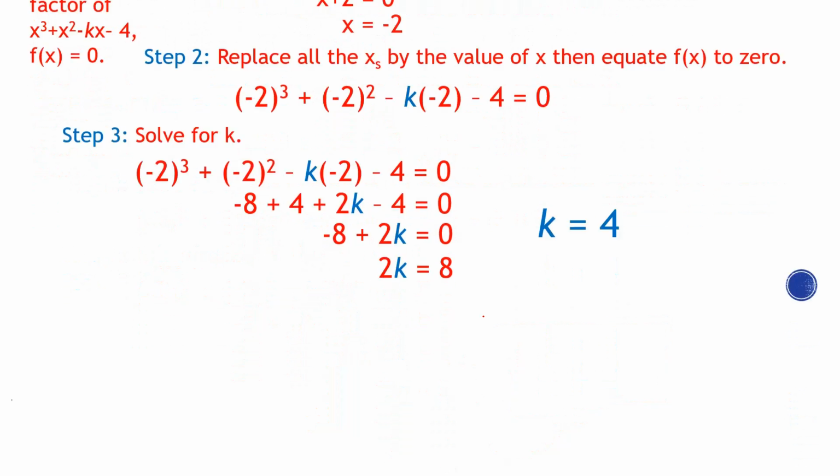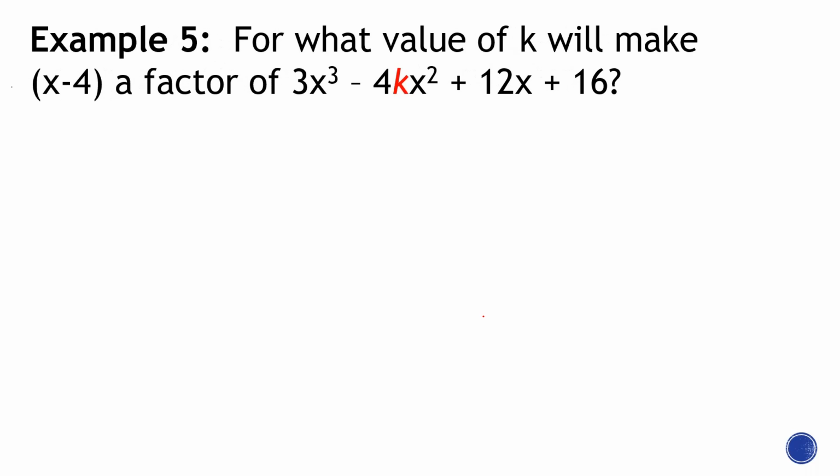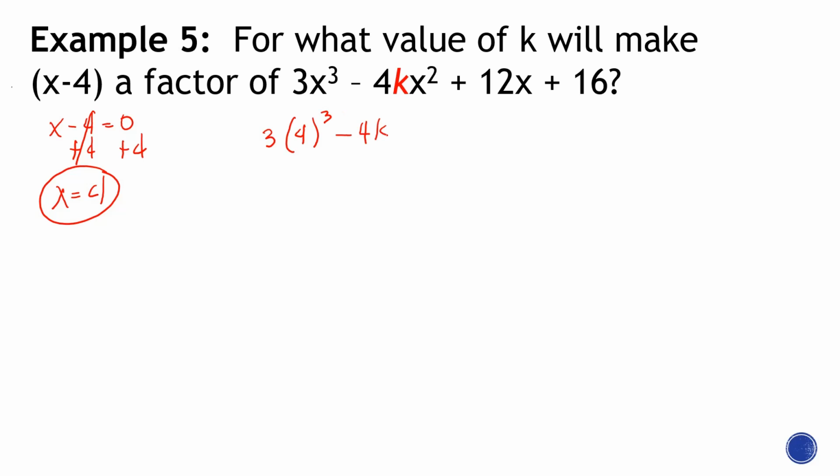Okay, one last example. It's the same question. For what value of k will make x minus 4 a factor of the given polynomial? So here I will write down everything. We will start with x minus 4 is equal to 0, and then we add 4 on both sides because we're solving for x. So x equals 4, and then I will write 3 times 4 raised to 3 minus 4k 4 square plus 12 times 4 plus 16 is equal to 0.